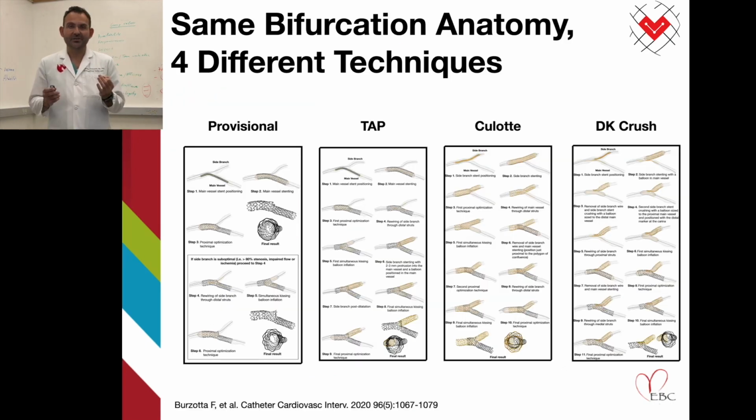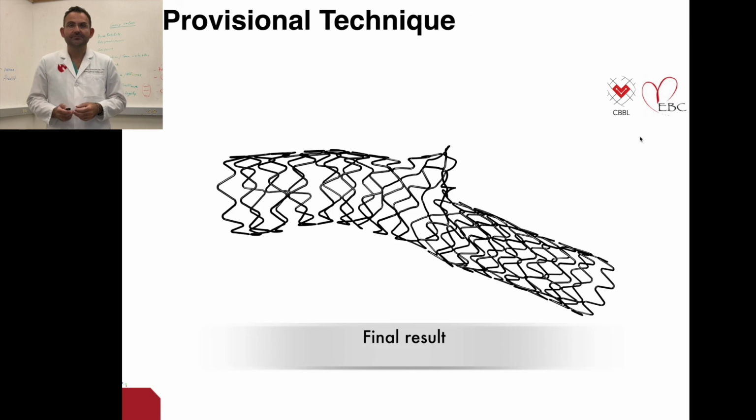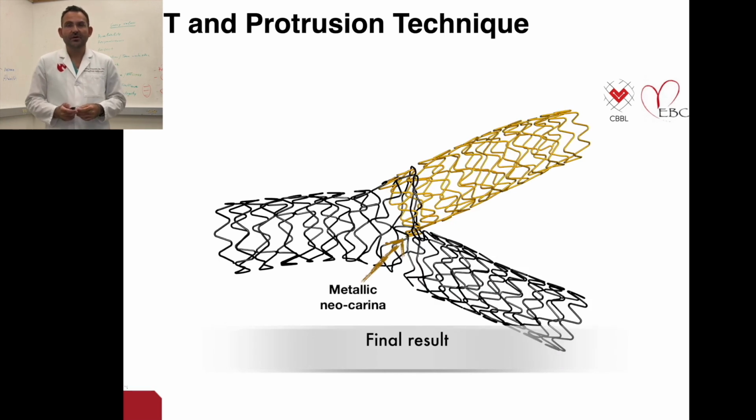Then each anatomy is stented computationally with 4 different techniques: provisional, TAP, Culotte, and DK crush, following the steps we published in our recent white paper by the EBC. This is the provisional, with TM protrusion with a metallic neocarina. Again, the only thing that changes in each bifurcation anatomy is the stenting technique.